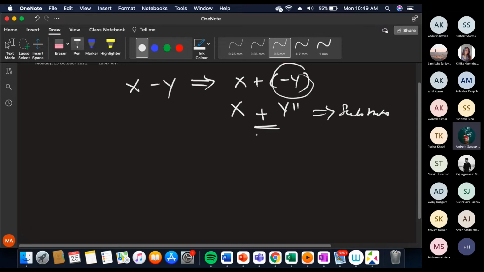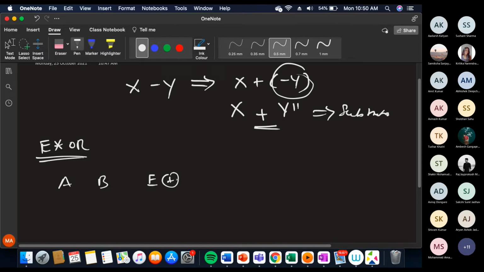Yes, sir. Before learning that, we have to tweak the adder a little, make a small change inside it. We need to add an XOR gate. So we'll first learn what an XOR gate is. I hope you know what an XOR gate is. So what is an XOR gate? Tell me the truth table for an XOR gate, with inputs A, B and output A XOR B.